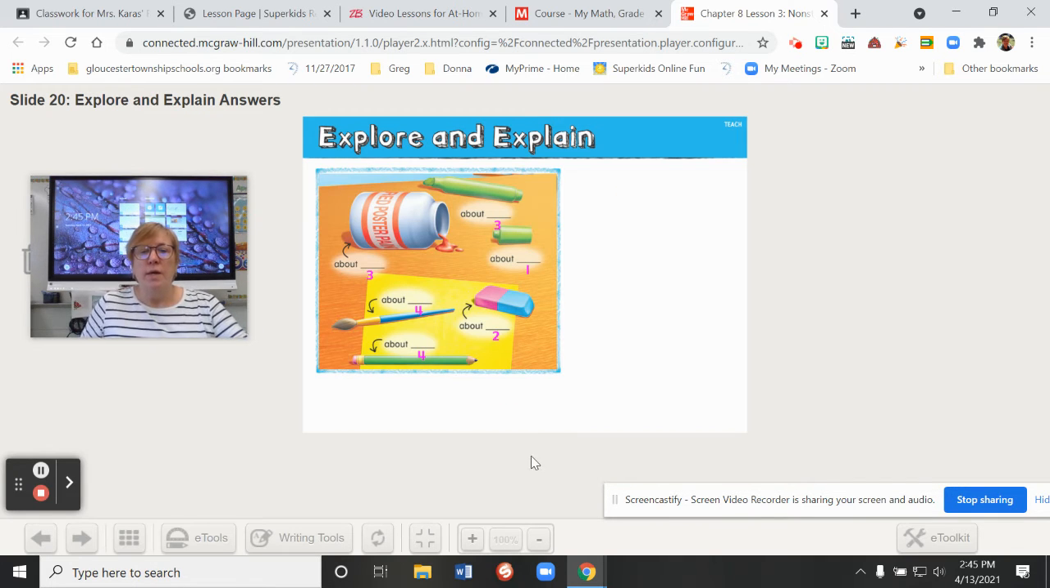Okay, here you go. Now, for the marker, it is about 3 connecting cubes, about. And then for the cap, it is about 1. The eraser, about 2. And for the pencil, about 4, as well as for the paintbrush. And for the container of paint, it is about 3.